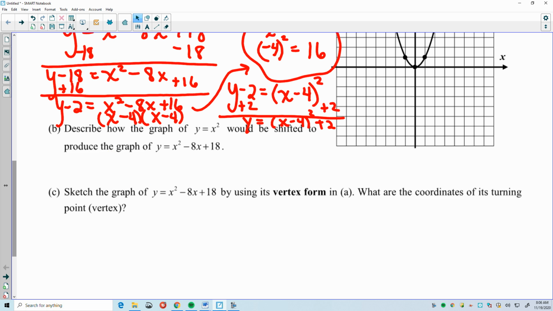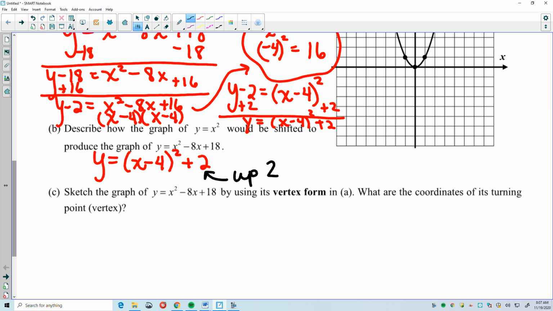Okay, so now we have that equation. We've completed the square. And it says we're going to describe how the graph of y equals x squared would be shifted to produce the graph that we would have been given. So if we take a look at this, let's write this down here so we can see our transformations. Going back to Algebra 1 a little bit, this 2 at the end is going to tell us we're moving it up 2 units. And this 4 inside the parentheses is telling us we're going right 4 units.